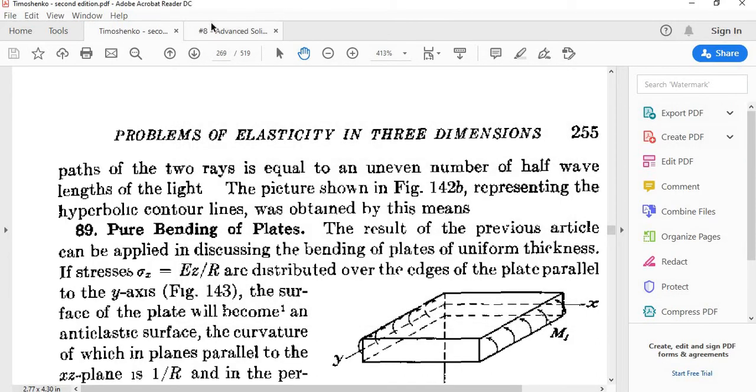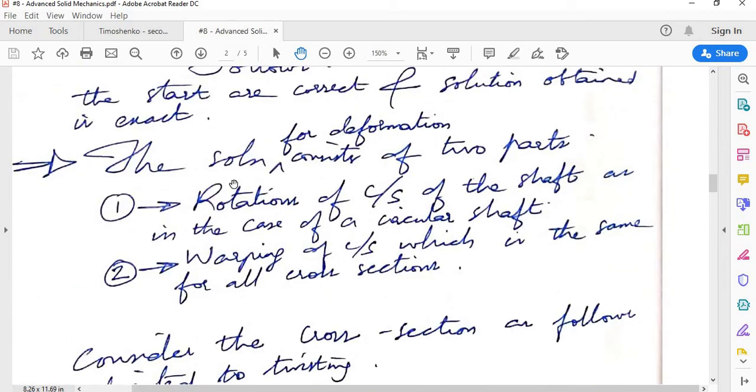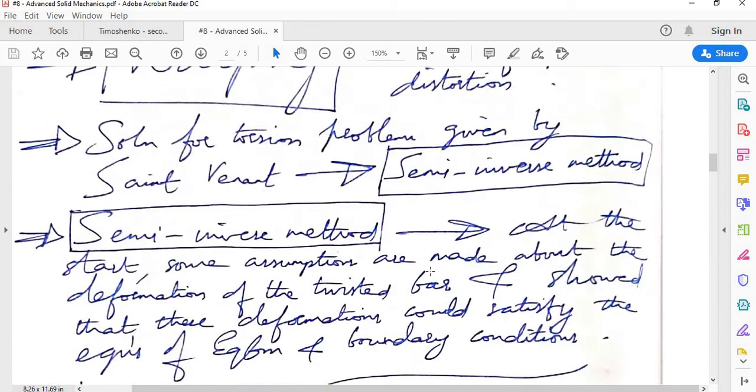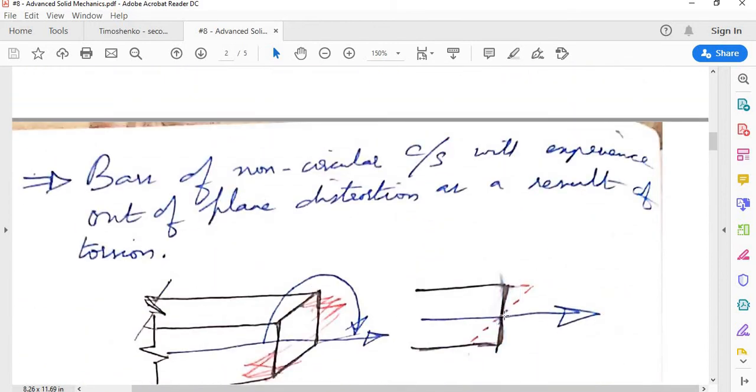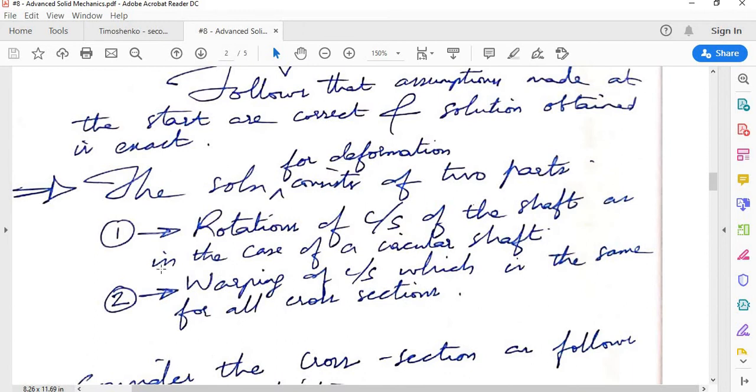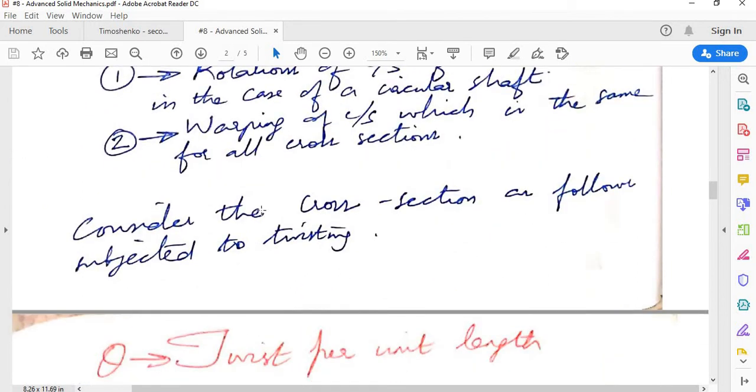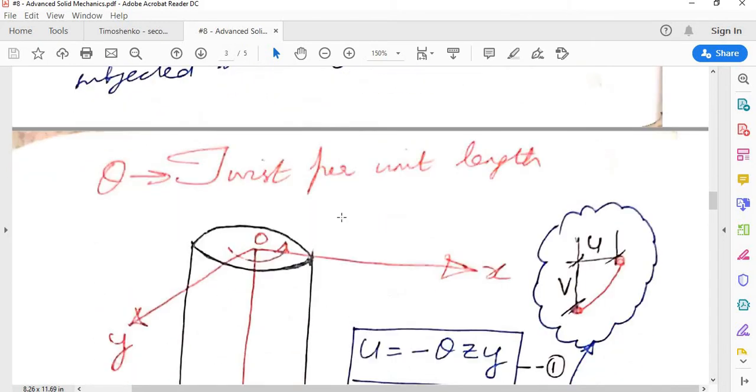So there are two components now. Firstly, the solution will consist of a part which is just like a circular shaft, right? Rotation of the cross section of the shaft, just like in the case of a circular shaft. And then to that you have to also consider the aspect of warping of the cross section, which is like the out of plane deformation of the non-circular cross section due to torsion. Now if it is a purely circular cross section, the second part won't be there, and the solution is only the first part. So let us look at how we can arrive at the formulations.